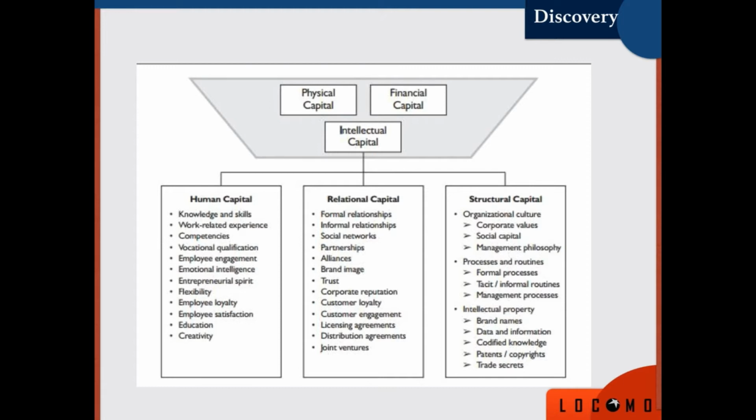So for example, intellectual capital can be a combination of human capital, relational capital, and structural capital, where you see all this knowledge and skills, work-related experience, competencies can qualify as intellectual capital as well. So essentially what we have done is to simplify this, because if you look at the formal definition, some concepts could actually combine all this together.